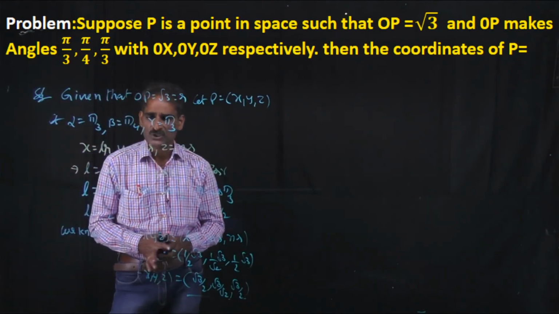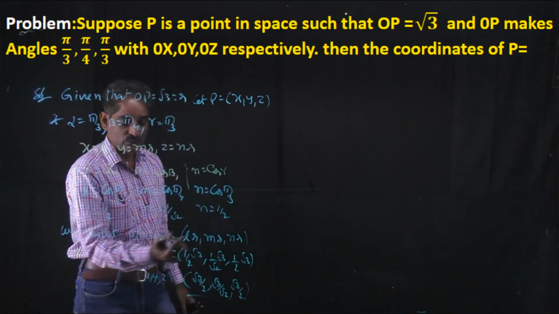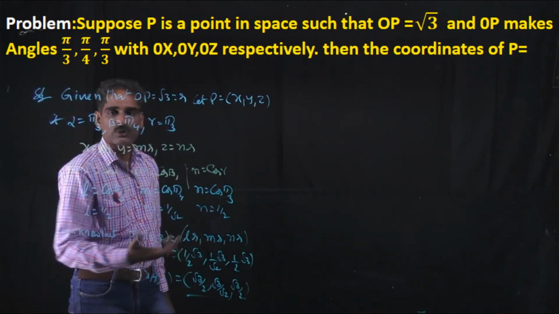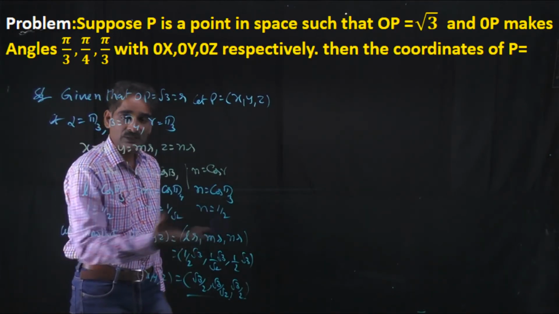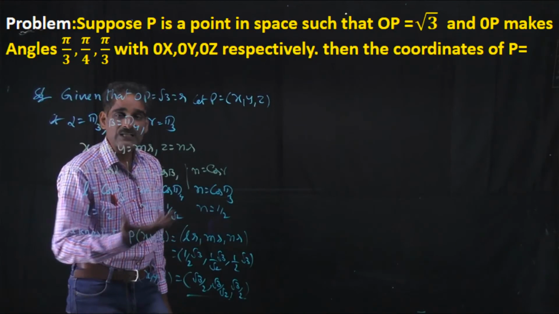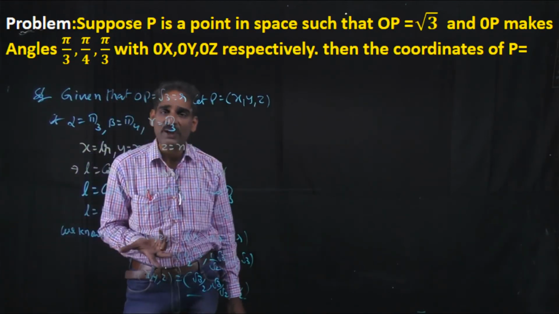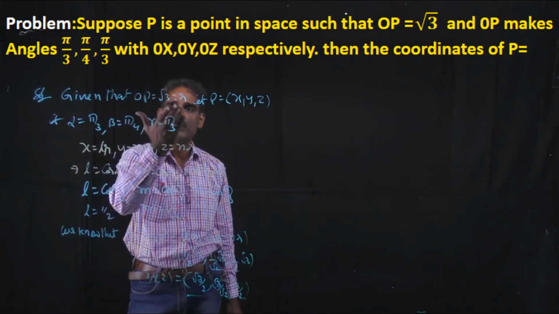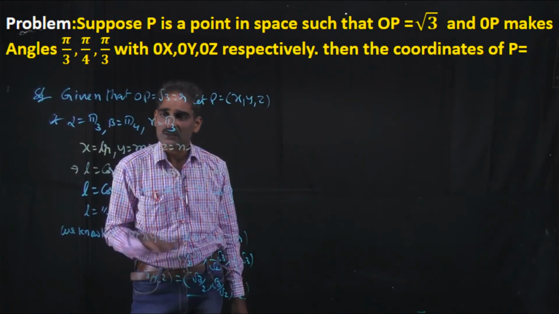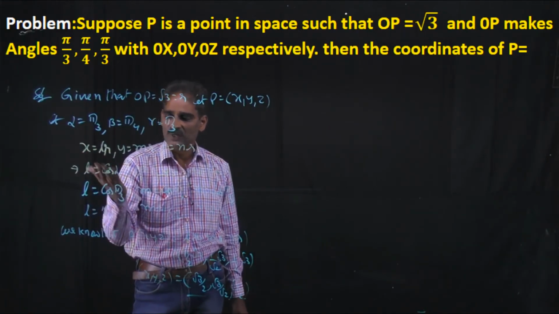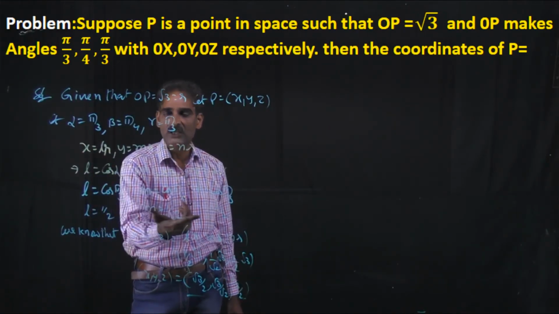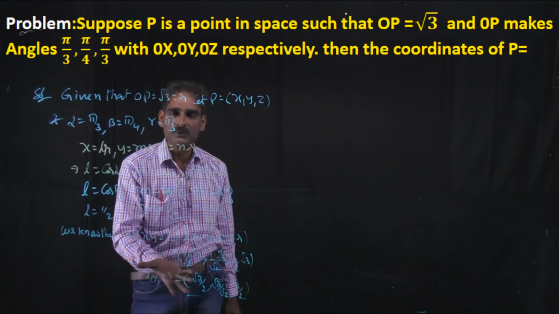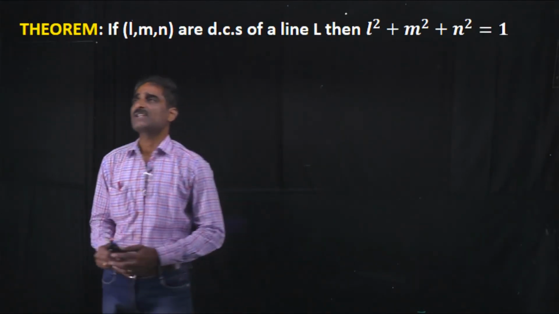Okay, so this is the best relation. x equal to lr, y equal to mr, z equal to nr. Here l, m, n are the direction cosines of the line and r is the length from the origin to the point. So we are given that OP equal to root 3, that is equal to r. From this we can find out the l, m, n values. These are the l, m, n values. Just substitute in the relation. See this theorem?